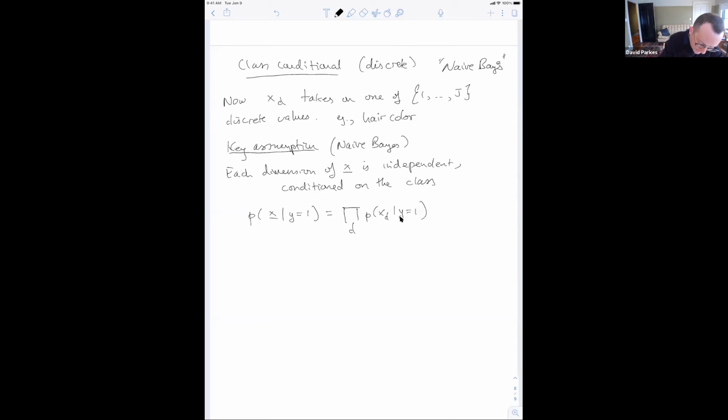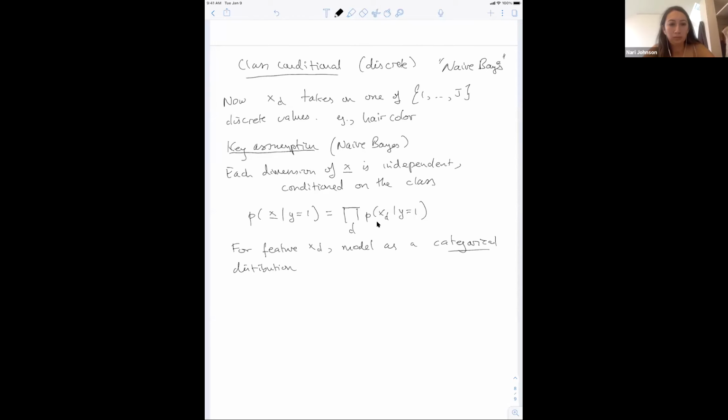And I think then the last thing to tell you is, how do we model this? And we model this in the most simple way you could imagine. So for feature XD, we model it as a categorical distribution. Categorical generalizes the Bernoulli distribution from binary to more than binary, because this capital J can be larger than 2.